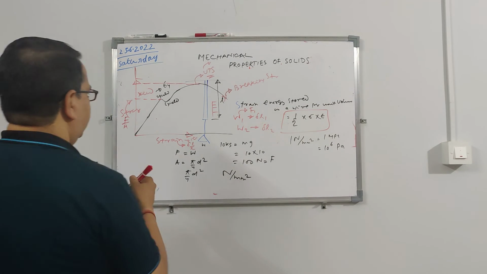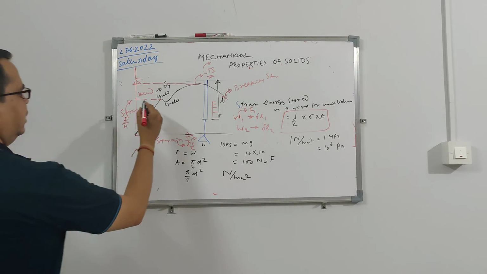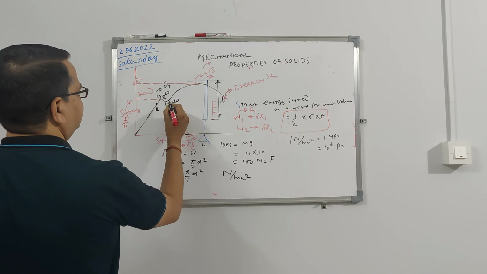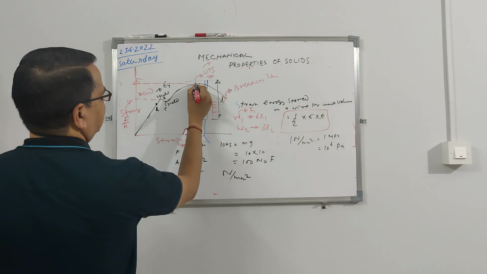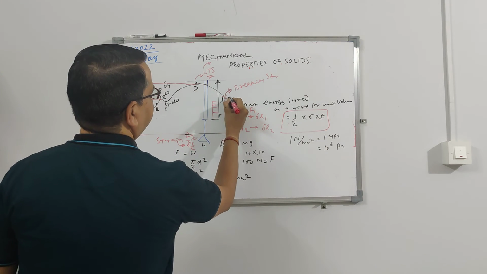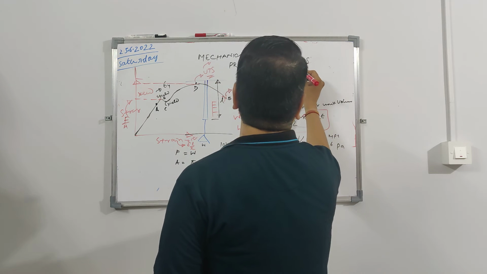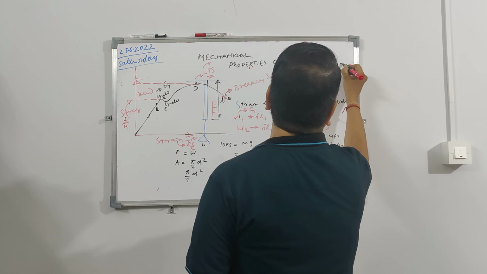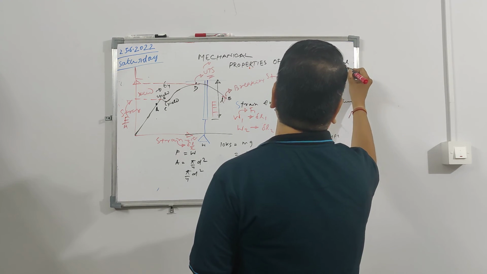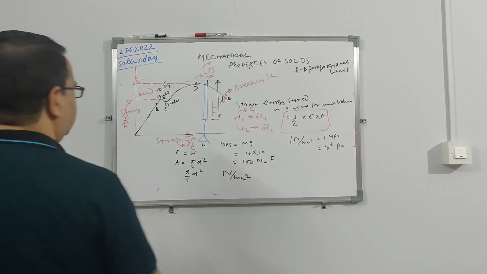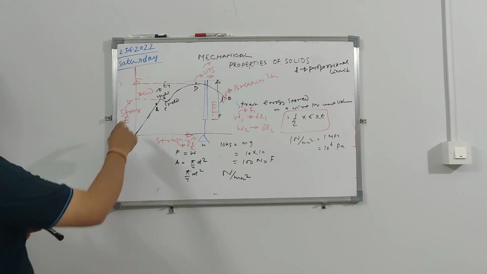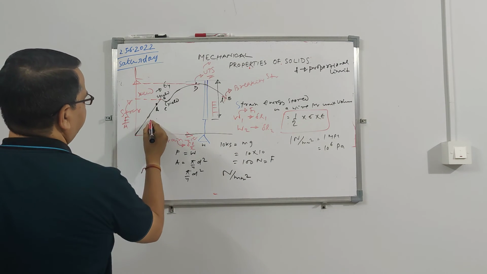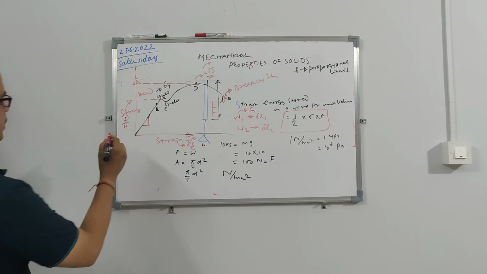I have seen questions where before the yield point there is another point. Let us say this is A, this is B, then the lower yield is C, this point is D, and this point is E. Here A is called the proportional limit. Up to this point stress is proportional to strain, it is linear. The slope of this stress strain diagram is nothing but your Young's modulus.